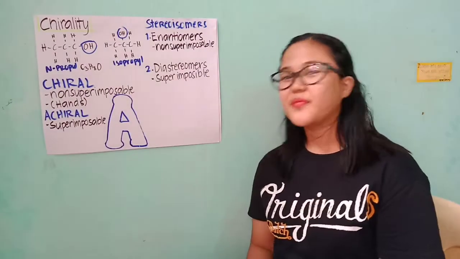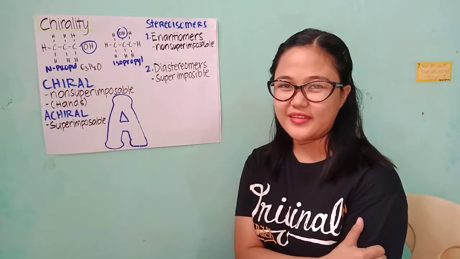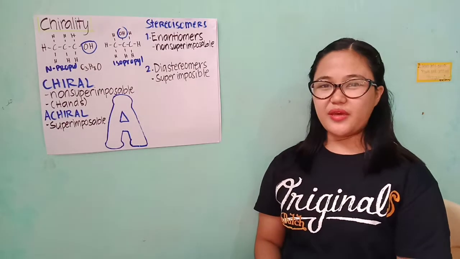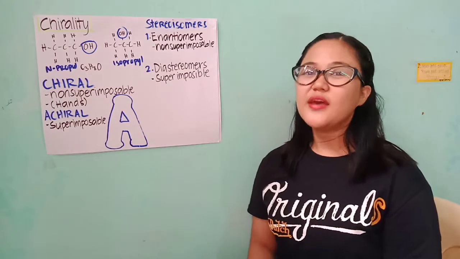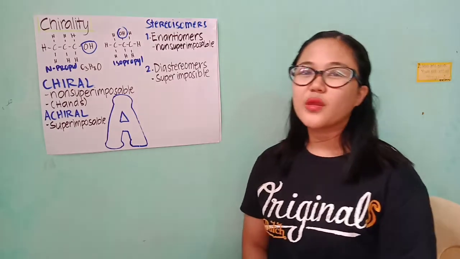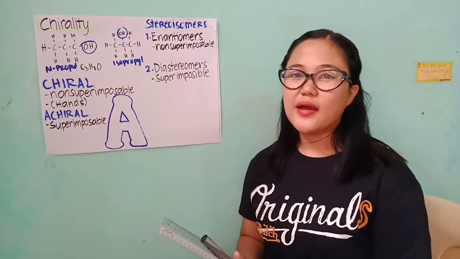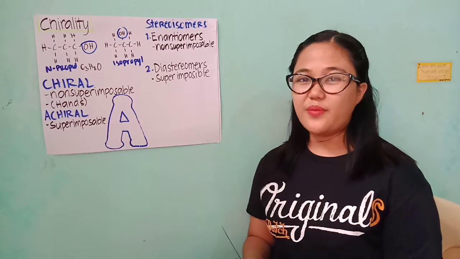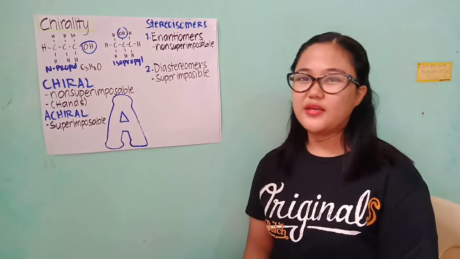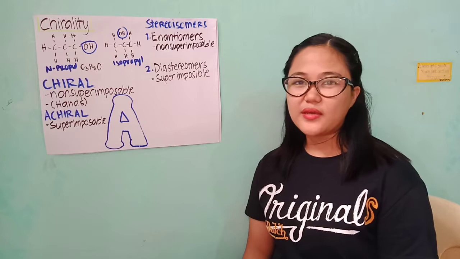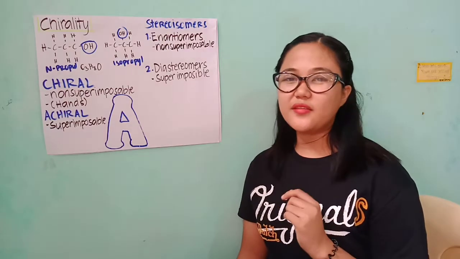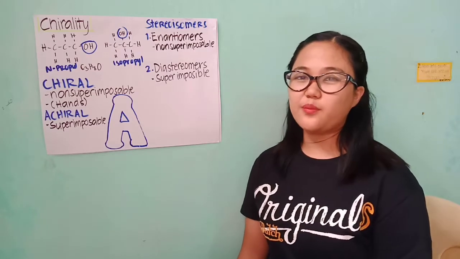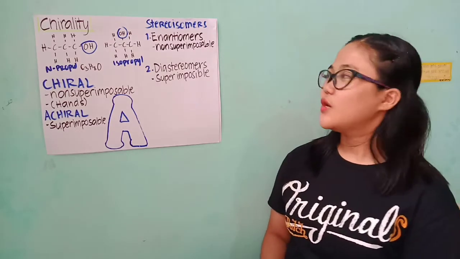So hi again. Let's talk about chirality. What is a mirror image? A mirror image is a reflection of an object in a mirror. Objects can be subdivided into two on the basis of their mirror image. One is objects with non-superimposable mirror images and the other is objects with superimposable mirror images.